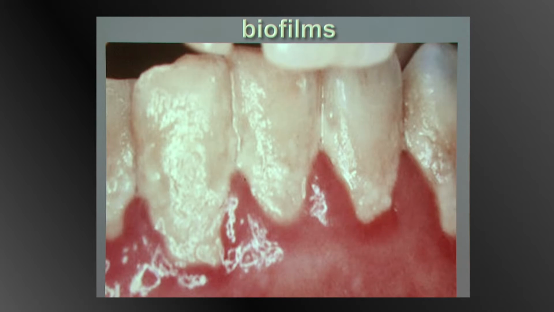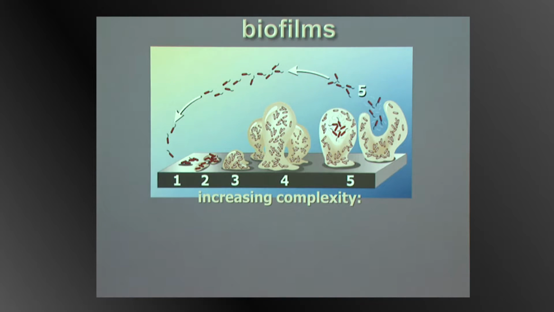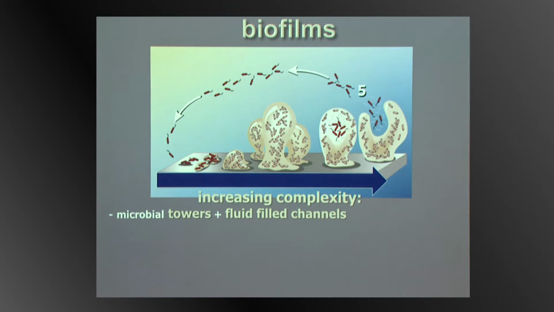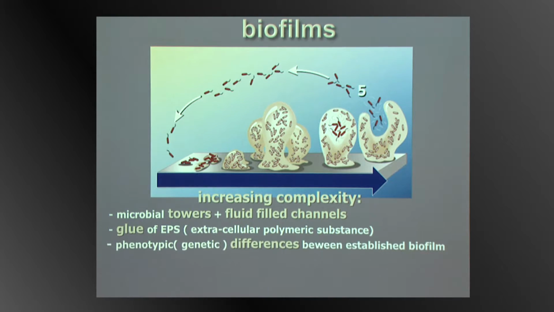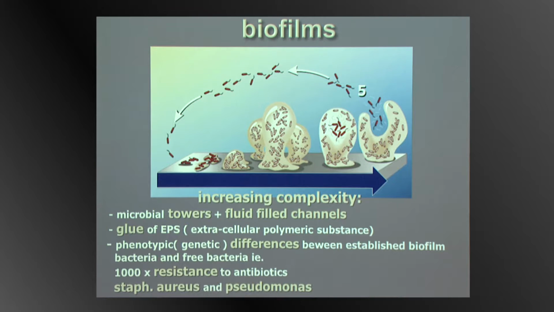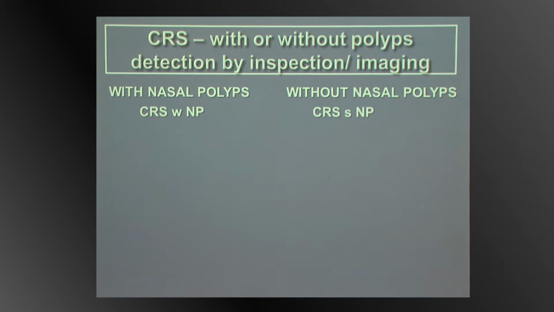So biofilm, the plaque: you get biofilms in your sinonasal region as well, just the same. You build up these microbial towers with fluid-filled channels. It's just like a little colony. It's lovely, a glue, and they're different. They're really hardy. They're 100,000 times resistant to antibiotics, particularly after they've had about 4 or 5 courses. And they consist of nasty things like Staph aureus and Pseudomonas.